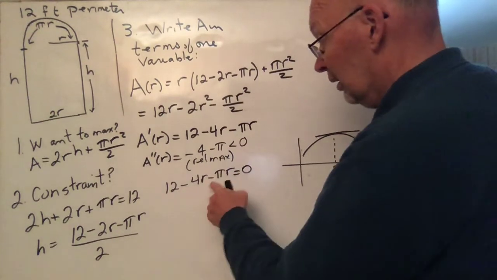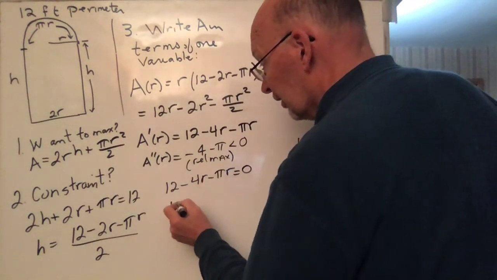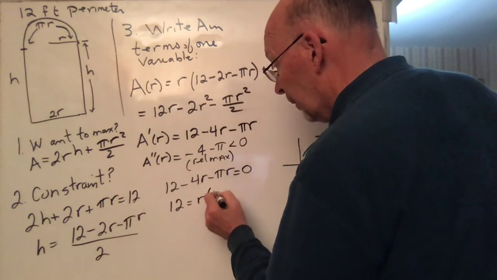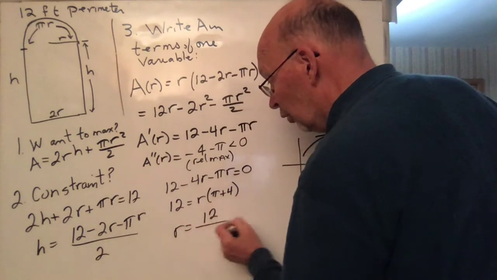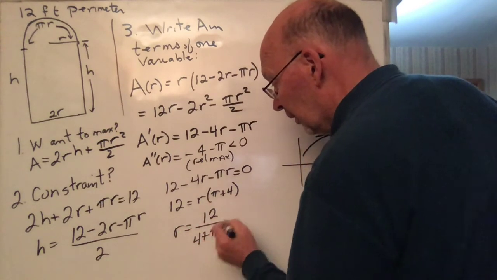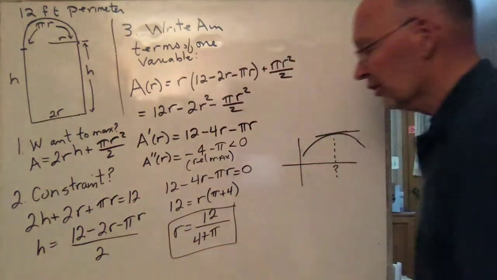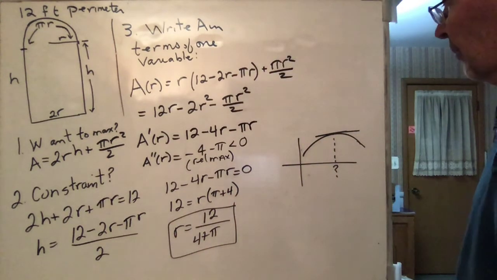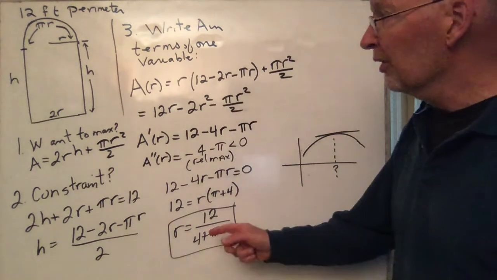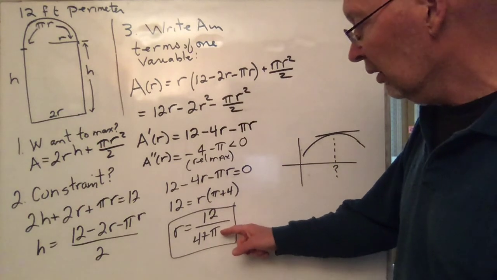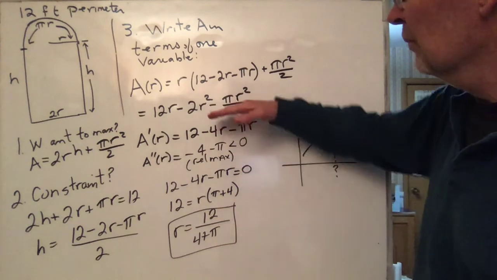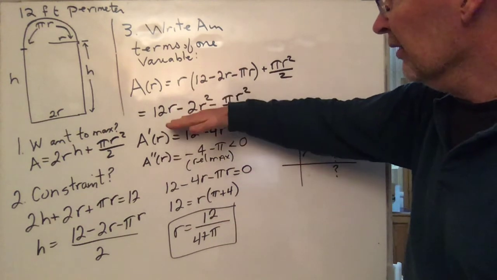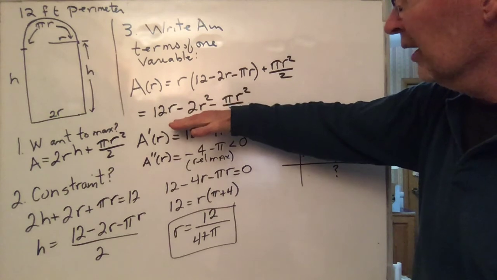Solve it for r. We can bring these over. We're going to get 12 is equal to r times pi plus 4. And so finally, r is equal to 12 over 4 plus pi. So there's your radius. That's apparently the one that gives you the maximum value. Then if you want to know what the actual area is of the window, you'd have to take this value of r and stick it in here or here, I guess, just either of these formulas, and you'll find out what the area is.